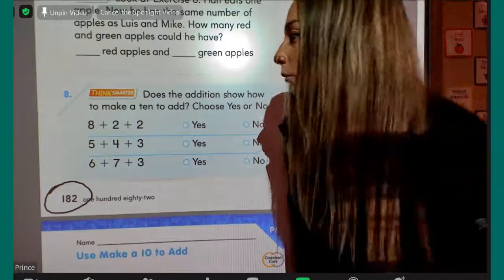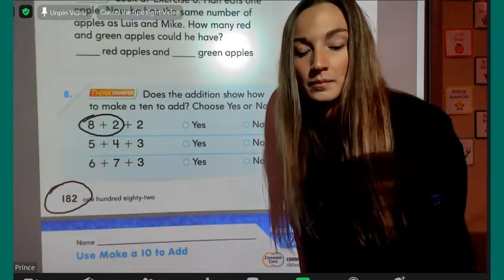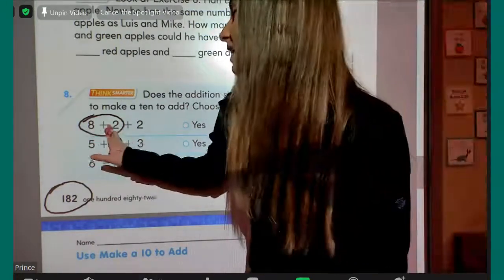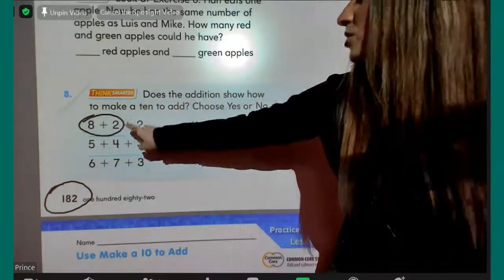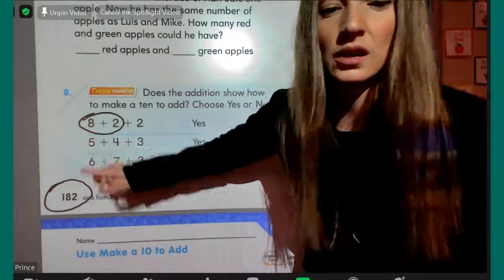No. What about right here? What is this equal, Liam? That equals 10. Exactly. So, we can take an 8 plus a 2 to make a 10. So, yes, this one shows how to make a 10 to add, and it's right there. So, I want you to circle it in your book.